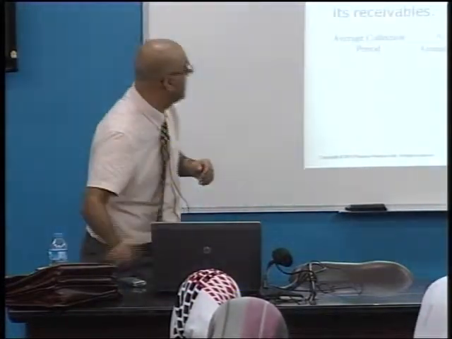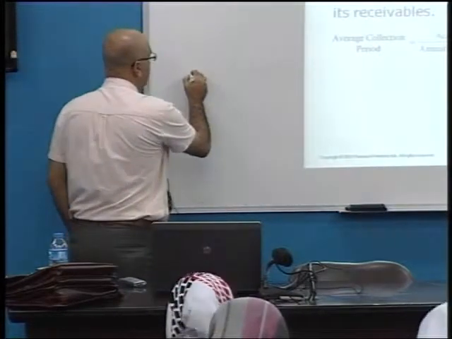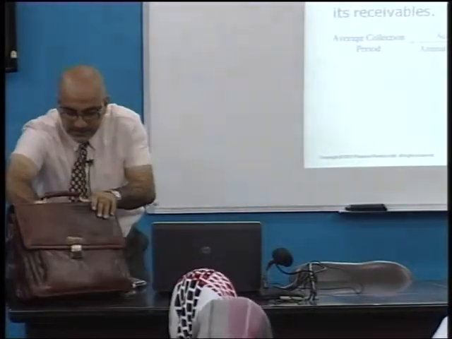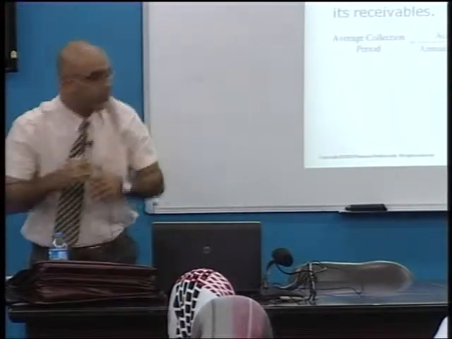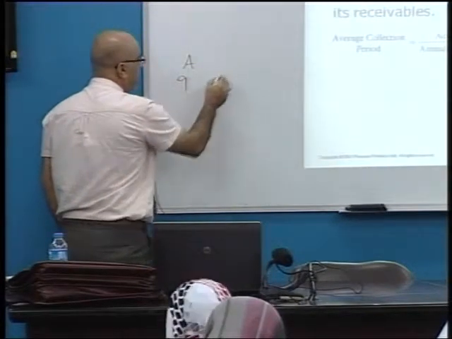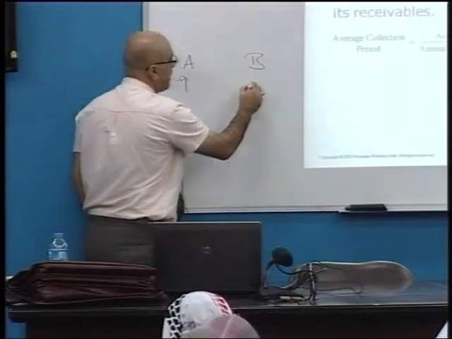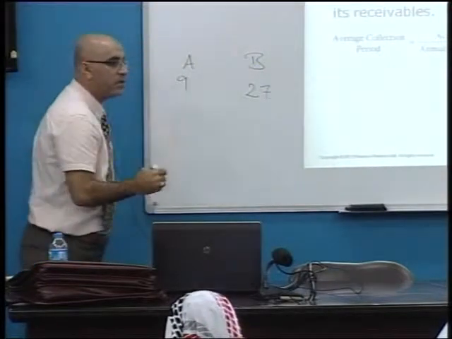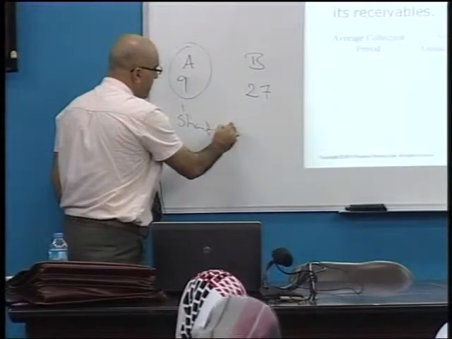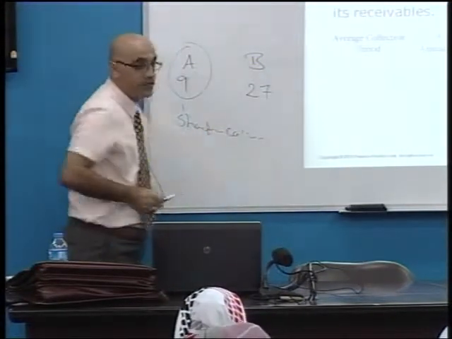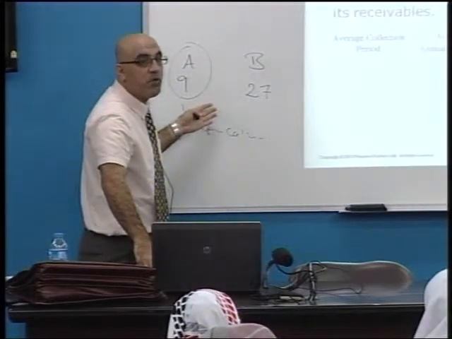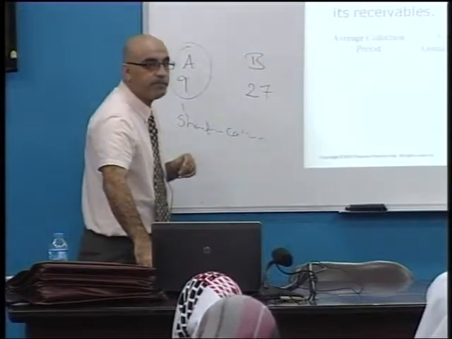For instance, if the average collection period is 9 days for company A, and for company B is 27 days, it means company A has a shorter collection period, which indicates company A may have more liquidity than company B.